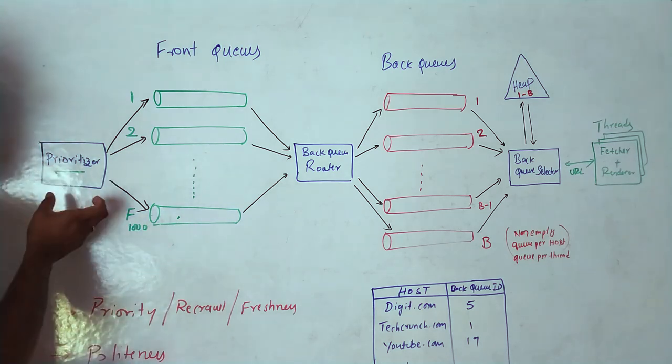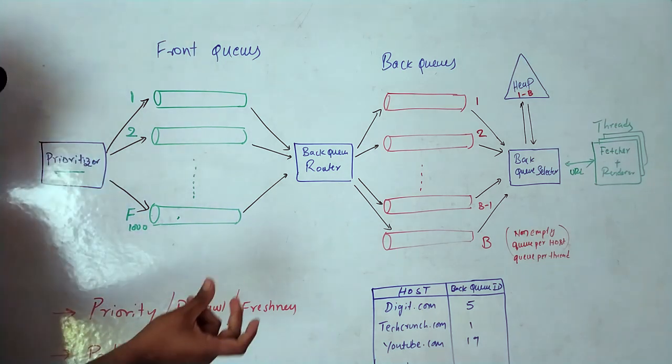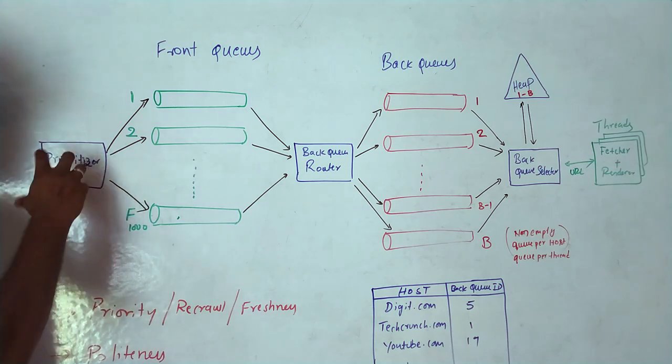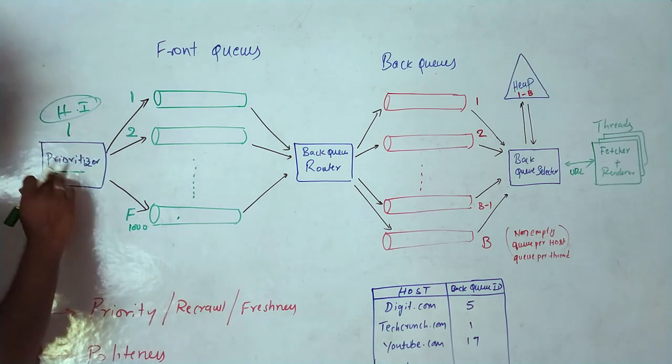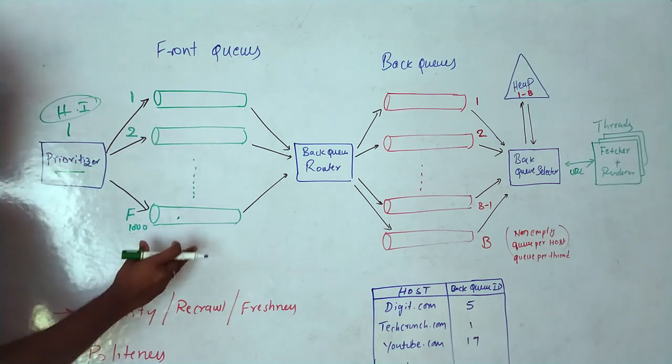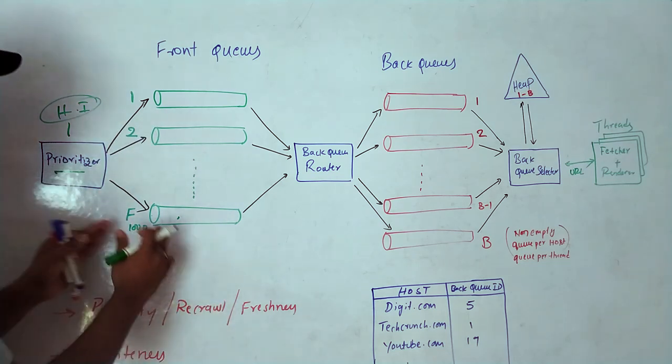So now we can map a URL to the priority. Now the prioritizer, with the information it has, the historical information, can prioritize and then push the URL to whatever priority queue it wants to. So now we have URLs here.